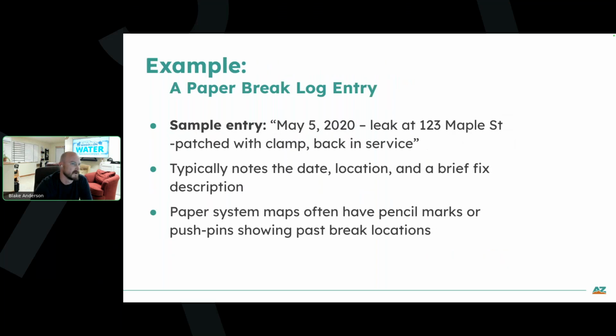And so a current break log that some people might have that's real simple would just have your date. They say, May 5th, 2020, there was a leak at 123 Maple Street. We patched it with the clamp, water back in service by noon, and that's about all the info it has. It has when it happened, where it happened, and what we did to fix it. And if you have a big wall map or an old atlas of your pipes, you might also be circling and marking where the breaks happened with pins and notes. But it's pretty simple, pretty standard that we see in a lot of utilities.